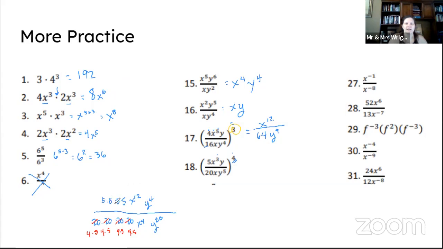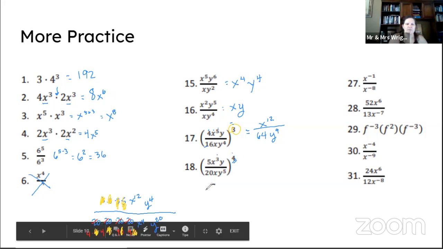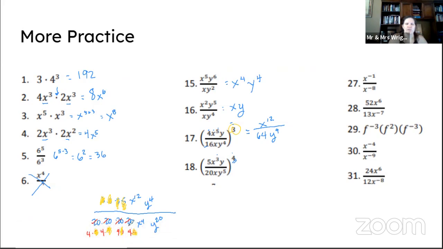Now I want to cancel out any 5s I have on the top with 5s that I have on the bottom. 5, 5, 5, 5, 5, 5, 5, 5. And that's going to leave me with 4, 4, 4, 4. So 4 4s across the bottom here. When I enter that into my calculator, 4 caret 4, I get 256.